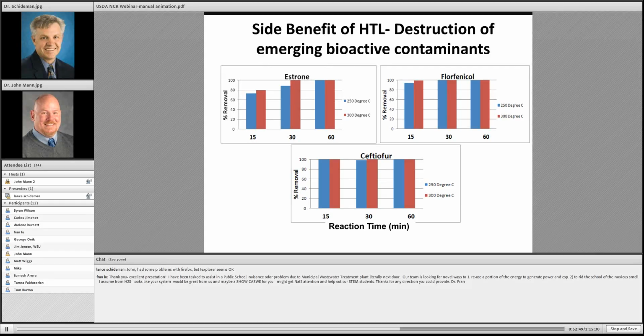And you can see that if we go towards the higher end, 30 or 60 minutes and 300 degrees, then we pretty much have complete removal of those bioactive compounds. So we're getting an additional water quality benefit that we don't get today with conventional wastewater treatment and anaerobic digestion.